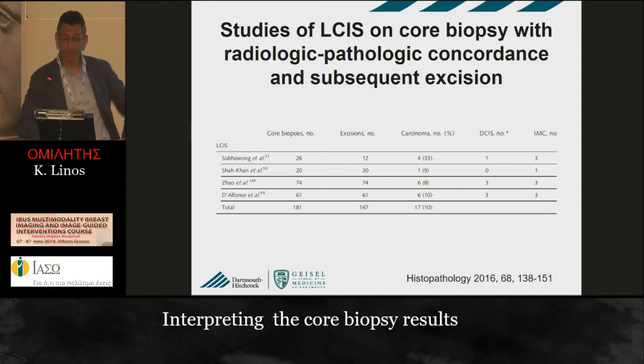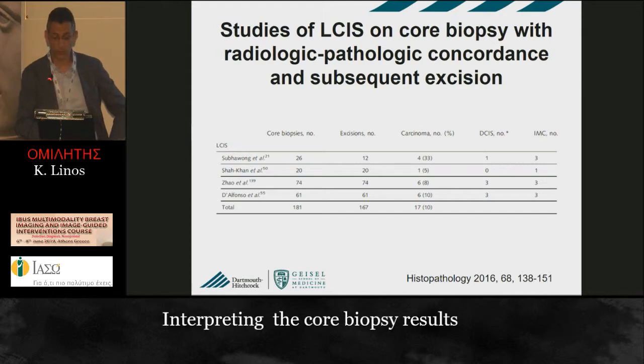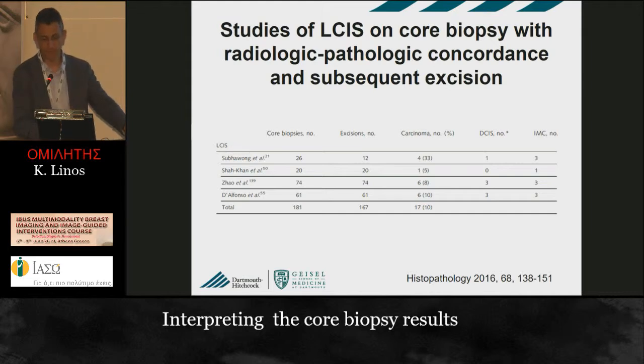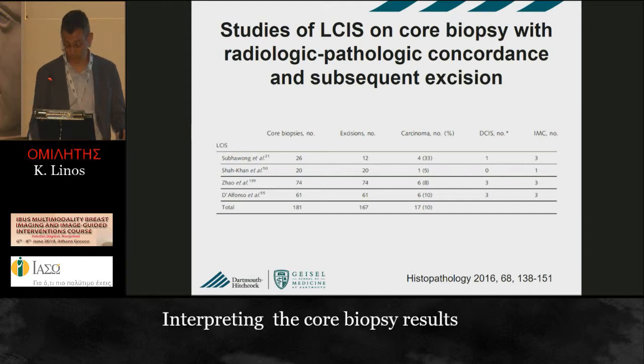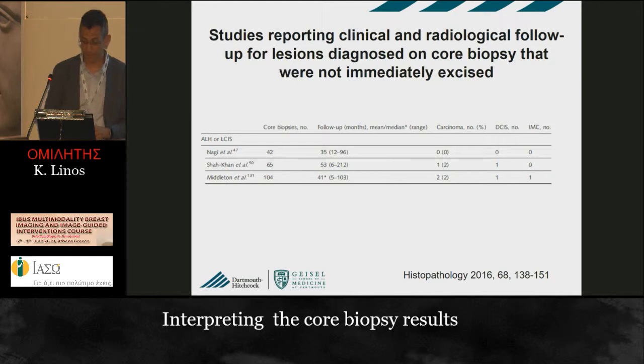In studies where they have a very careful radiological pathological correlation, the upgrade was much lower for LCIS that was incidental rather than being a radiographic target, which makes sense. It was less than 40%. You see here 33%, but this is just not a very good study. So I would say the incidental LCIS was about 4% upgrading. So 4 in 100 patients would be upgraded. 96% of cases would not, based on the study.